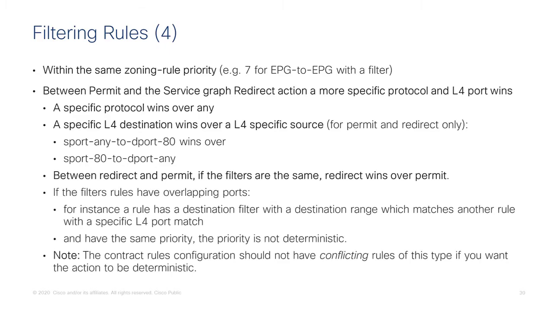Okay. Now, if the filters are identical between the redirect and permit, the rule that gets programmed is the redirect rule. Now, there's also a possibility that you have rules that have the same level of specificity and they are overlapping. An example is source port any to a range as a destination port that includes, for instance, port 80, and then you have another rule with source port any and destination 80. This cannot be resolved by ACI. So these rules get programmed, but the result is random. Okay, so you are not supposed to use these kinds of rules.